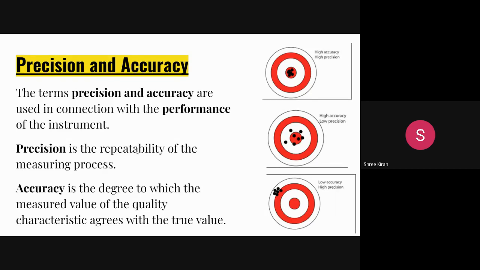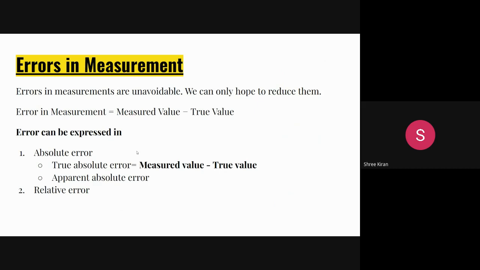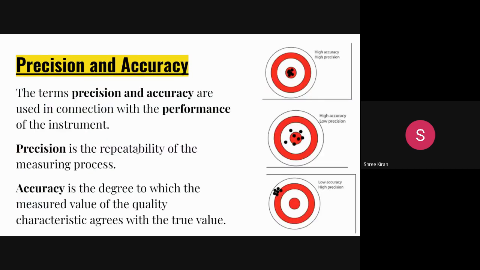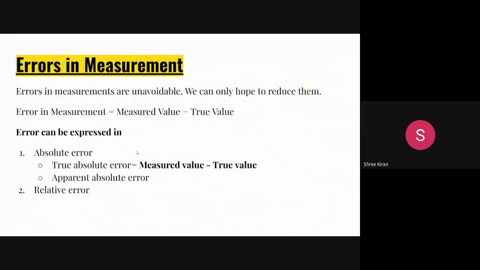It's mainly the repeatability of the measuring process. And then accuracy is the degree to which the measured value of a quantity is measured. Then, while attaining precision and accuracy, there will be errors in the measurements. Sometimes, while designing or manufacturing, there are various ways in which errors can occur at the time of manufacturing or in the final product.